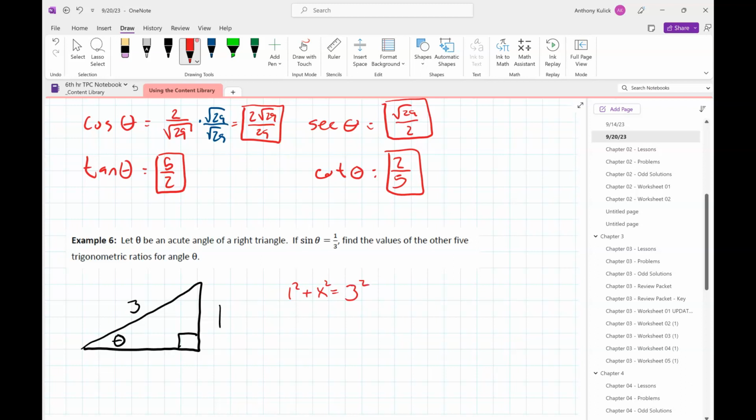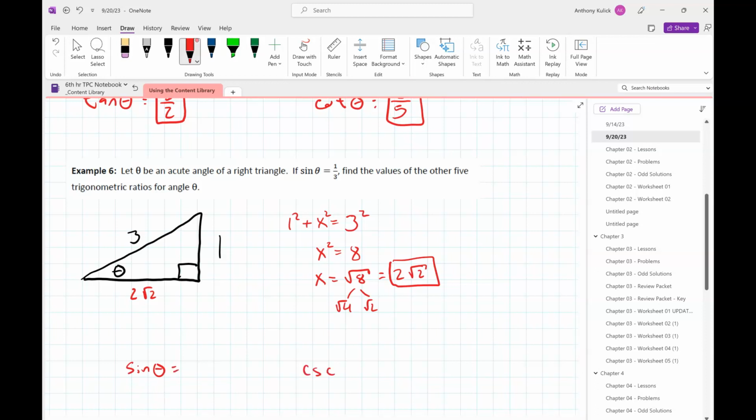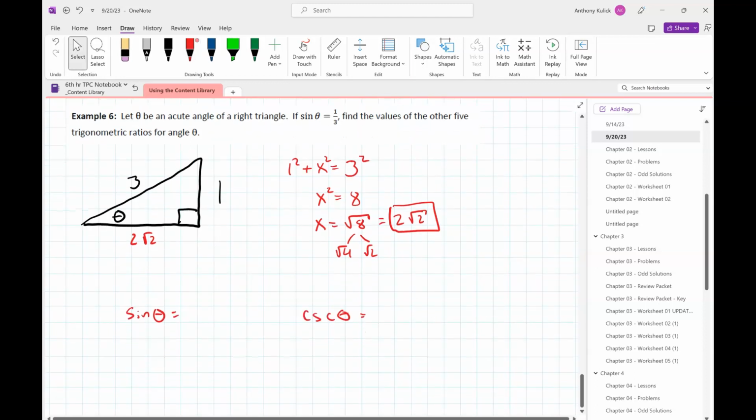So 1 squared is 1, 3 squared is 9. When I subtract 1 from both sides, I get 8. So x is the square root of 8. Can I reduce that radical? You betcha, right? 8 is square root 4 times square root 2. And the square root of 4 is just regular 2. Everybody feel good? And guess what? From here, exactly the same as the previous ones, right?